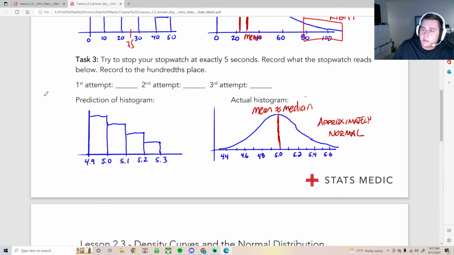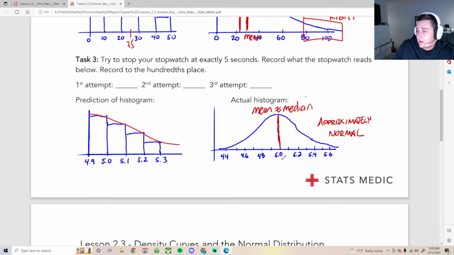And number three, this is trying to stop your stopwatch at exactly 5 seconds. Record what the stopwatch reads below. Okay, so what you would find is you would probably think that most people would undershoot this 5 second mark. So they would actually click the button too early. And if you're undershooting that 5 second mark, then you'd end up with a distribution that is approximately skewed left, or roughly, sorry, skewed right. You'd end up with a distribution roughly skewed right.